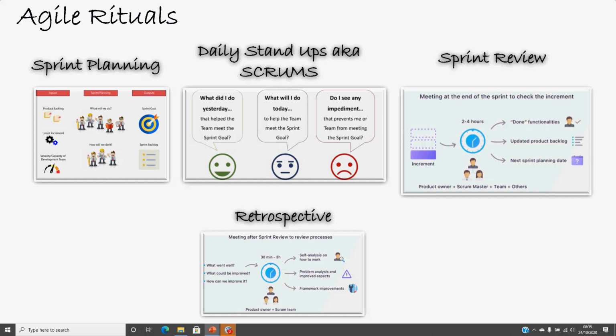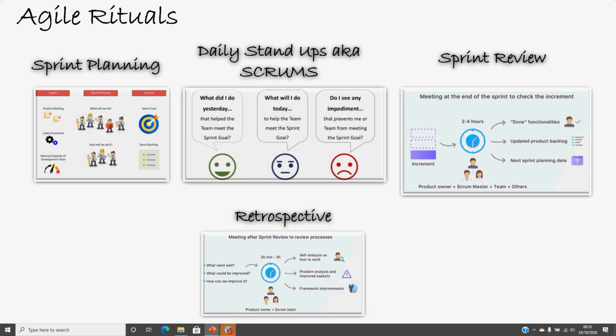Then there is something called a daily stand-up or scrum. The daily stand-up is where the development team and the scrum master, every day, come together for 15 minutes. The product owner is not mandatory. It's a maximum of 15 minutes. It can't be more than 15 minutes. It has to be time boxed. It has to be finished in 15 minutes.